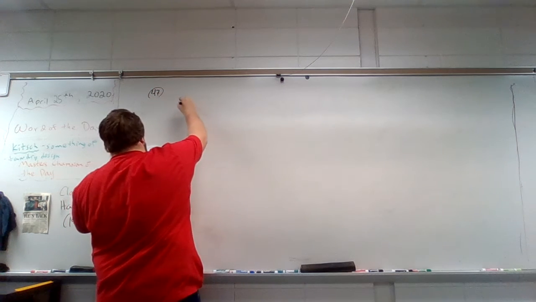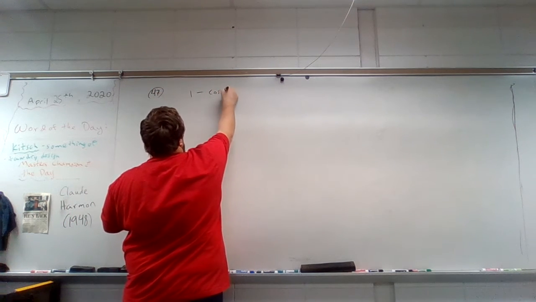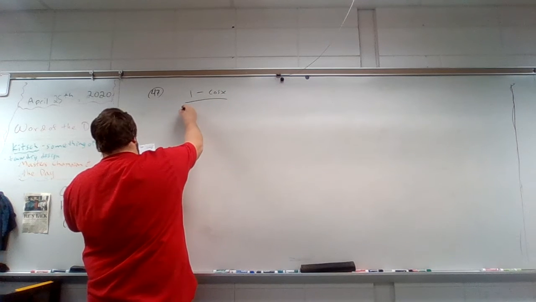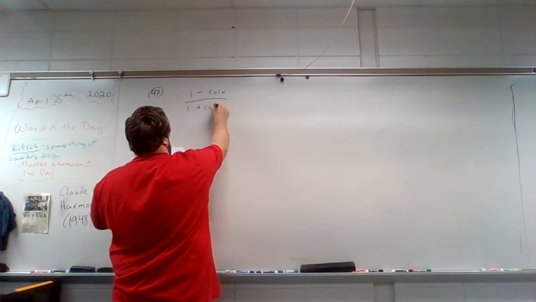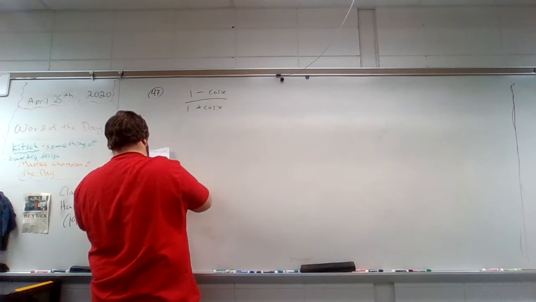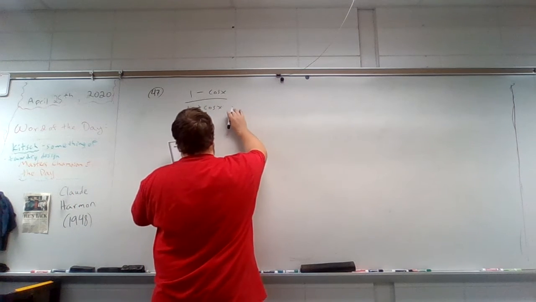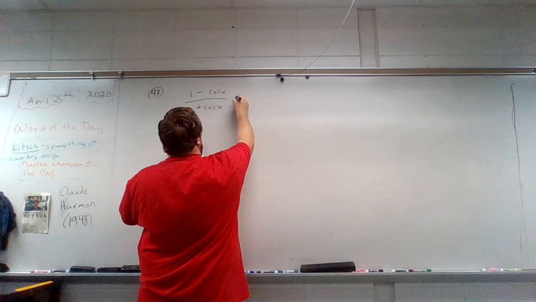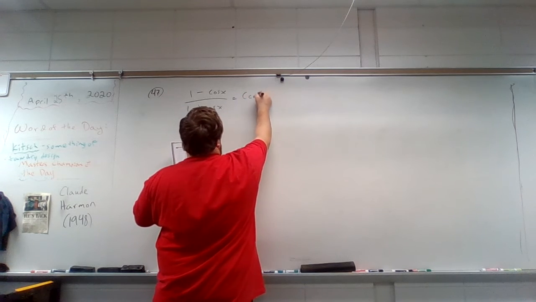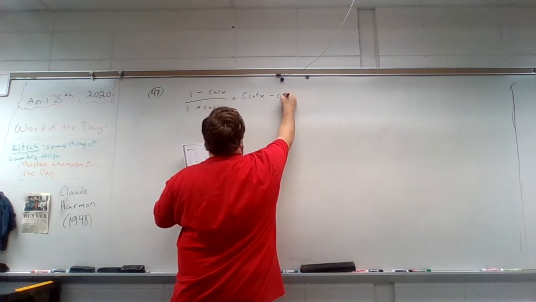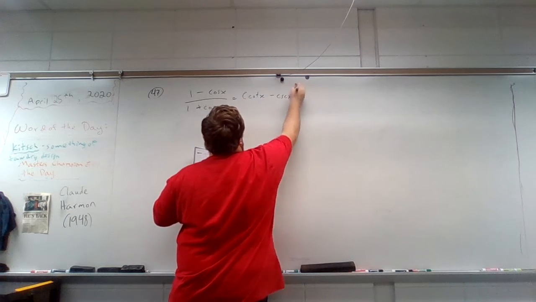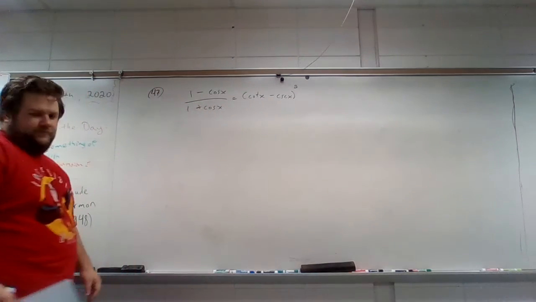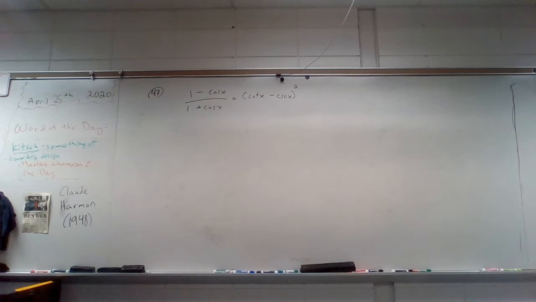(47) 1 minus cosine over 1 plus cosine. Okay, and if we do that, apparently that's cotangent minus cosecant squared. Okay, so this one is going to be kind of interesting about which way I would pick.